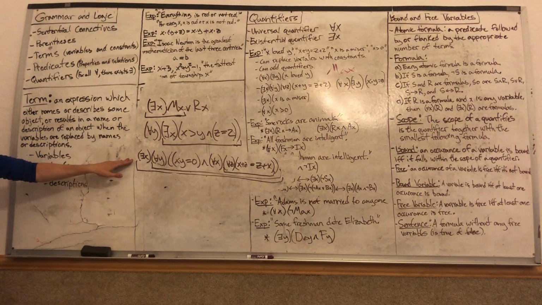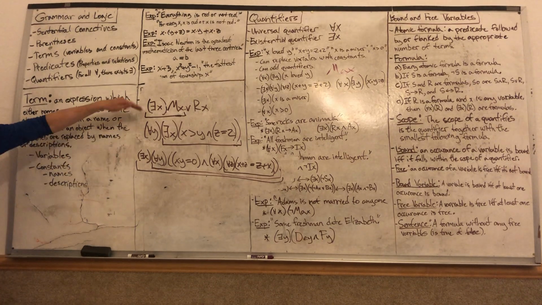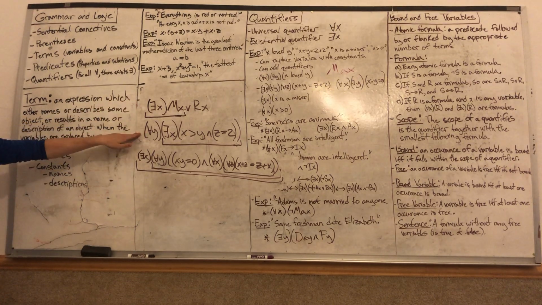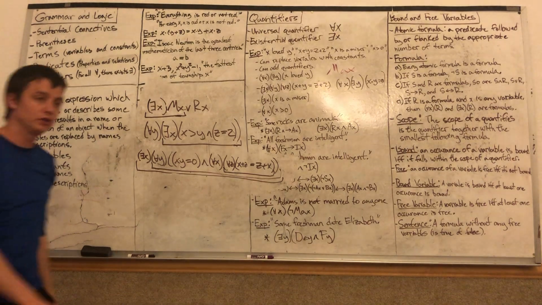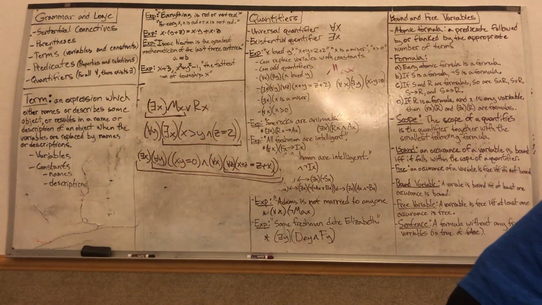They're all bound. There's no free variables. X is free and bound. X and y are both bound. Z is free. They're all bound. Good? Okay.